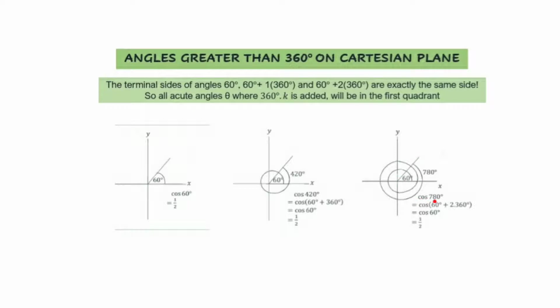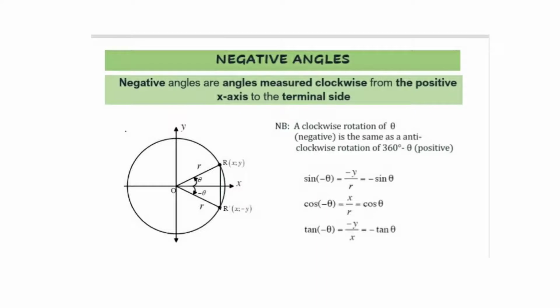So instead of working with 780, we are going to subtract as many 360 multiples as possible until we end with an angle in the first quadrant or any well-known quadrant, which is 1 to 4. Okay. So that is how we handle an angle larger than 360. Let's see how we handle a negative angle.